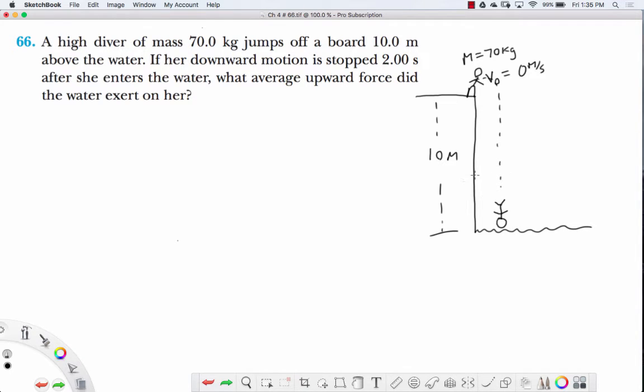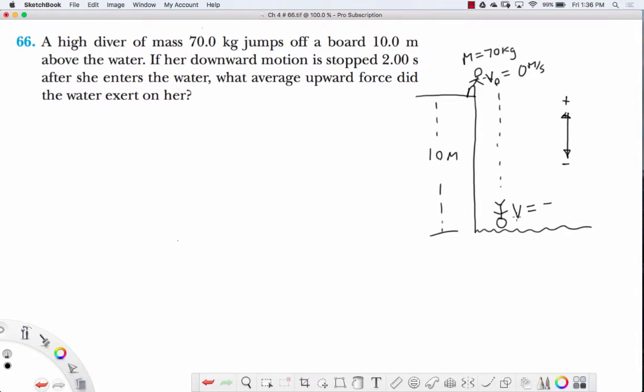If you had difficulty with this problem, it's a sign convention problem. You've got to pay attention to your sign conventions. So should we say the typical sign convention is that up is plus and down is minus? Should we go with that? So her velocity when she hits the water is going to be negative, because she's traveling downward.